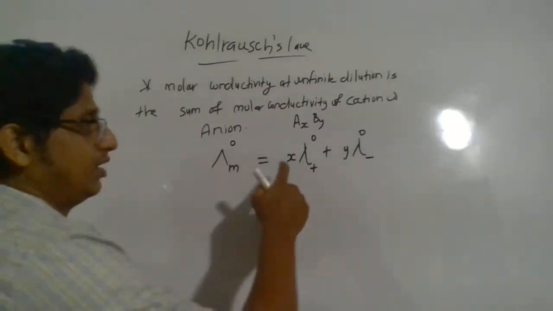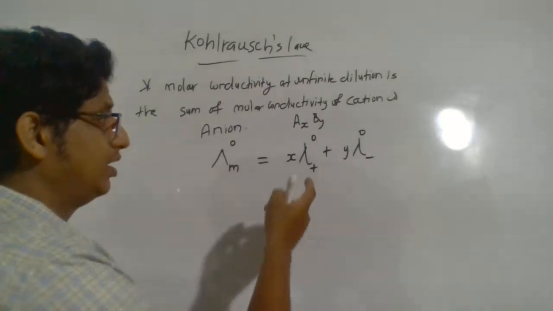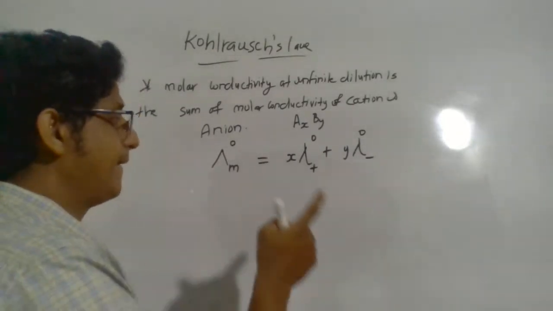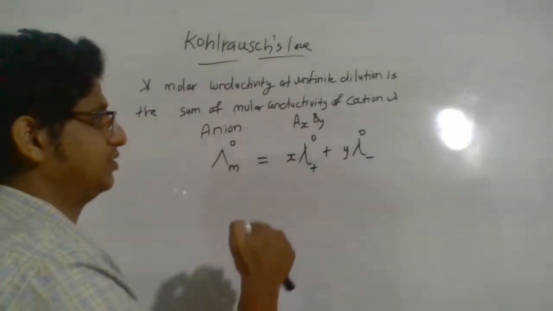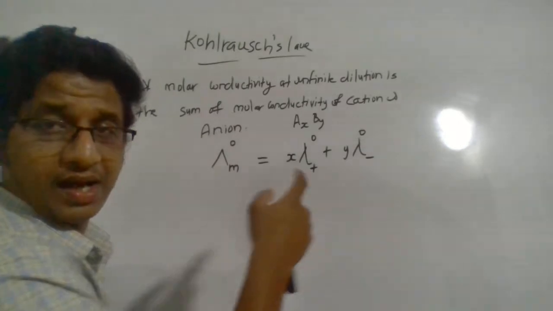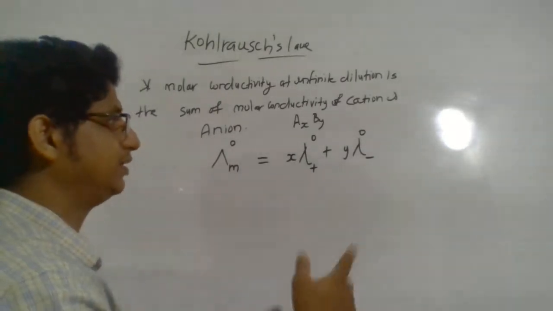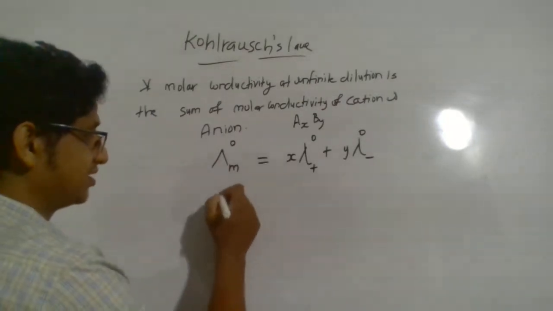Then how many A is there, how many B is there? That was coming as a stoichiometry here. So lambda m0, molar conductivity at infinite dilution, is the sum of molar conductivity of cation and anion. So independently they have a contribution. So let us now give some example.